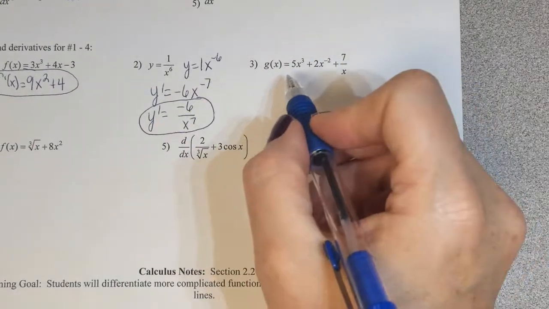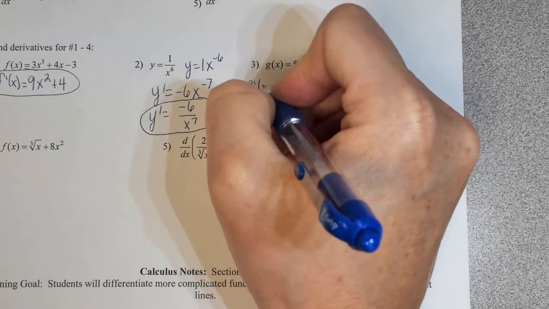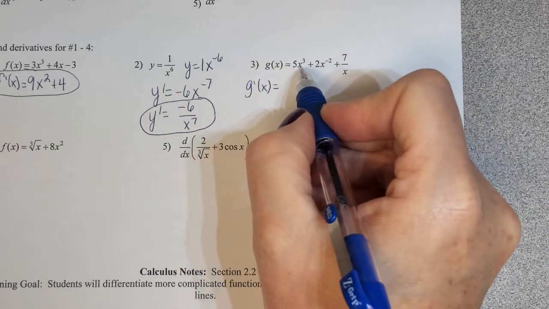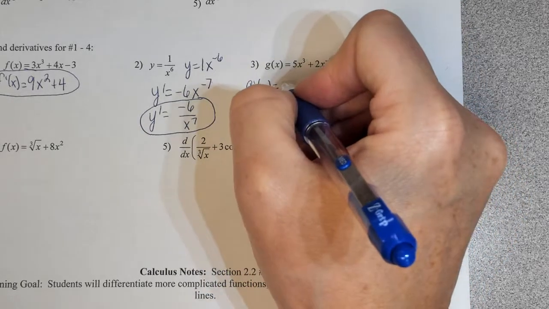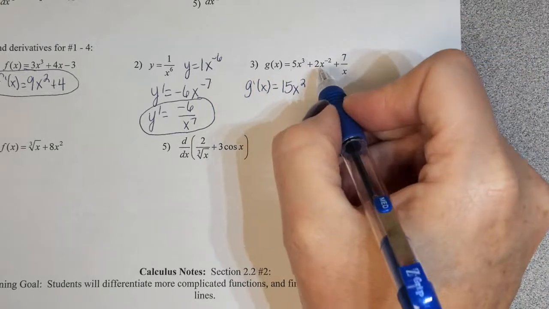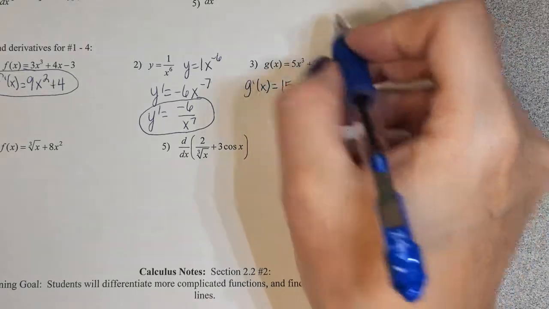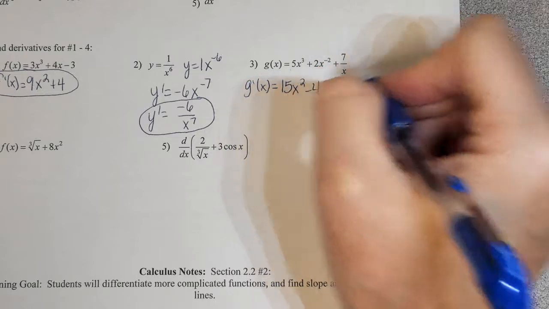Okay, number 3. Let's work on this. So we're finding this derivative. We've got kx to the n, so we're going to have to do k times n, 15x subtract 1. On this one, we have to do 2 times -2, that's -4, x subtract 1.